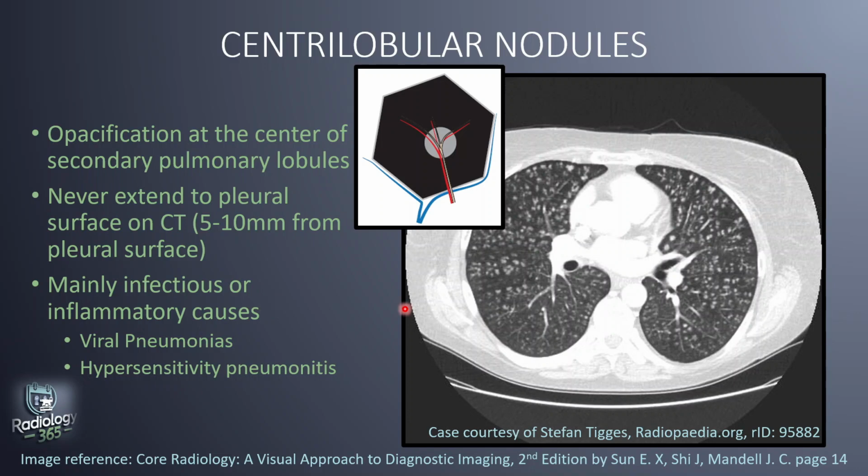So this CT shows innumerable small lung nodules. You can see that the nodules spare the pleural surface and also the fissural surface as well. If you follow this fissure, there are really no nodules along it. You can see there's some kind of a gap between the most peripheral nodule and the pleural and fissural surfaces, indicating that they are centrilobular.